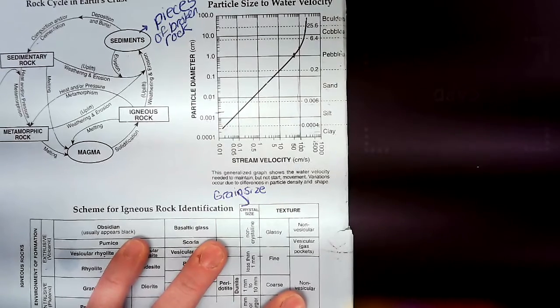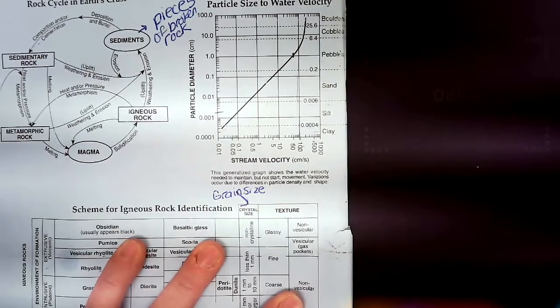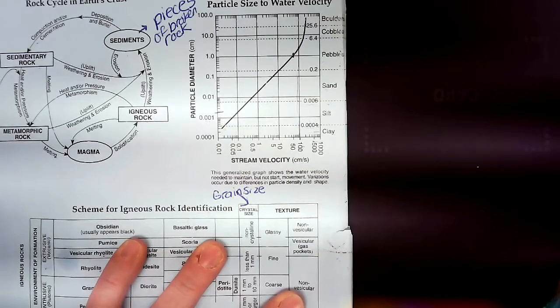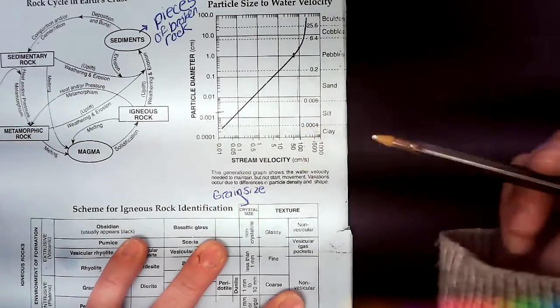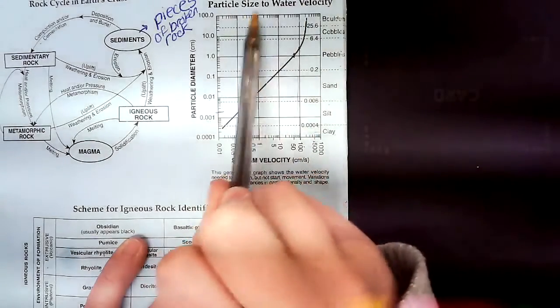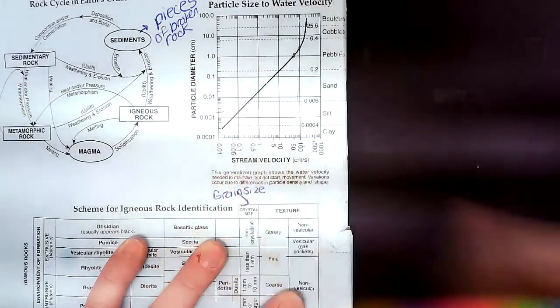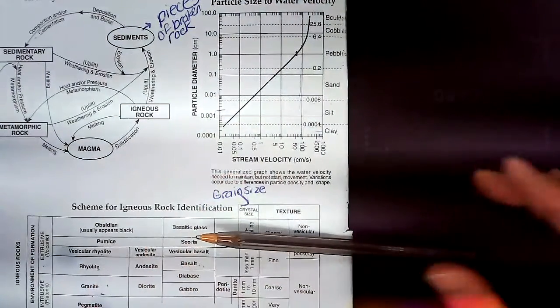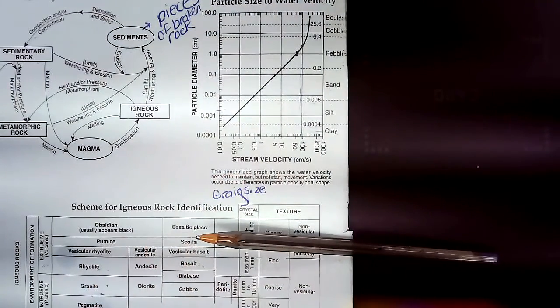So first of all, it's just a graph. I don't want you to freak out. Just a graph. You guys know how to operate graphs. It is a relationship of transported particle size to water velocity. So how fast are rivers going?